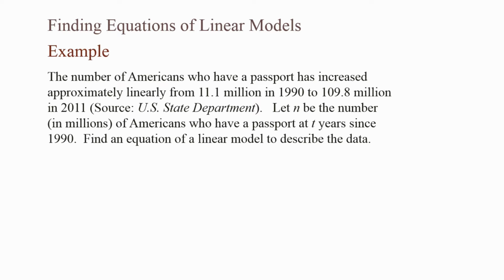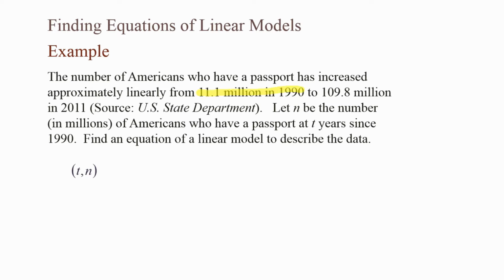So our first step is to figure out what our independent and dependent variables are. n is the number in millions of Americans who have a passport at t years since 1990. How many people have a passport depends on what year it is. So our ordered pair is (t, n), where t, years, is the independent variable and the number in millions is the dependent variable.